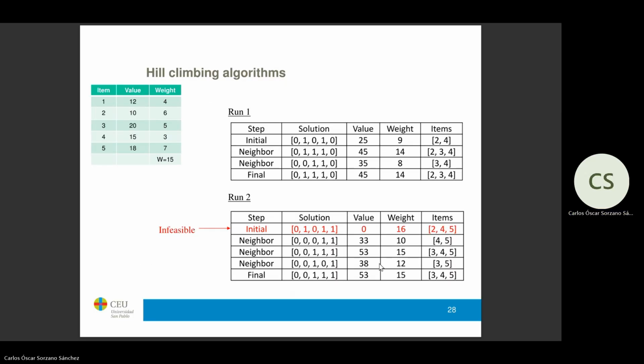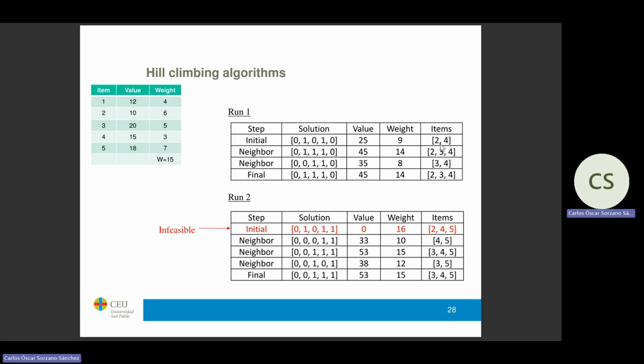Okay, so let's see this hill climbing applied to this problem. Let's say that my initial solution is at random. So I start from this random solution that is taking items 2 and 4. The value there for items 2 and 4 is 25, and the weight is 9.